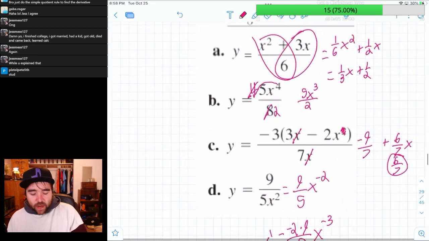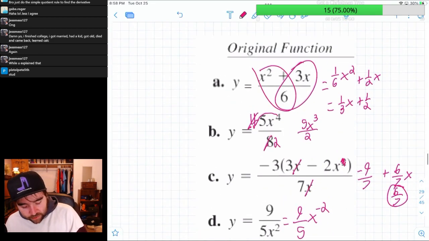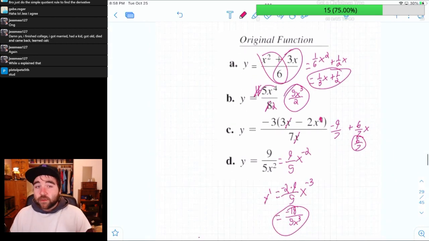So these are just to point out that just because these are fractions, there's no reason necessarily to use the quotient rule on these. You can if you want. It's just going to take longer and have more opportunities for mistakes. But if you do it all right, you should get the same answer.